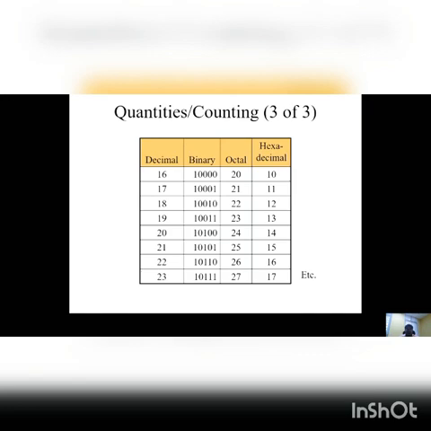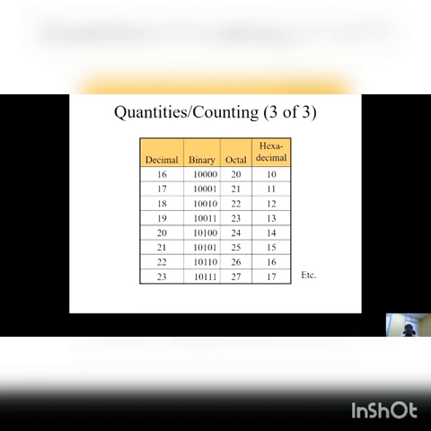So decimal is 16, binary is 10000, octal is 20, and hexadecimal is 10. Decimal is 17, binary is 10001, octal is 21, hexadecimal is 11. Decimal is 18, binary is 10010, octal is 22, and hexadecimal is 12. Decimal is 19, binary is 10011, octal is 23, and hexadecimal is 13.